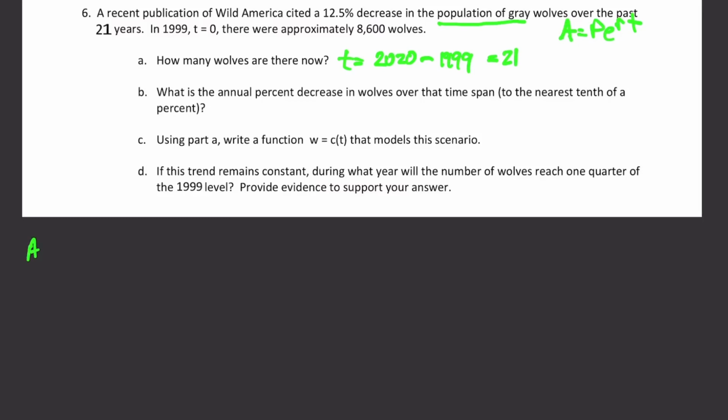So for part A, I want to use that formula, find out how many wolves there are. My initial amount is this 8,600 in 1999. E, my rate, and this is kind of challenging sometimes when I talk about the decrease. Remember, when using your PERT formula, a decrease would indicate a negative exponent. So that's going to be negative 0.125, and my time is 21. So you want to put that into the calculator and round to the nearest whole number because you're talking about wolves, obviously. And we got 623.